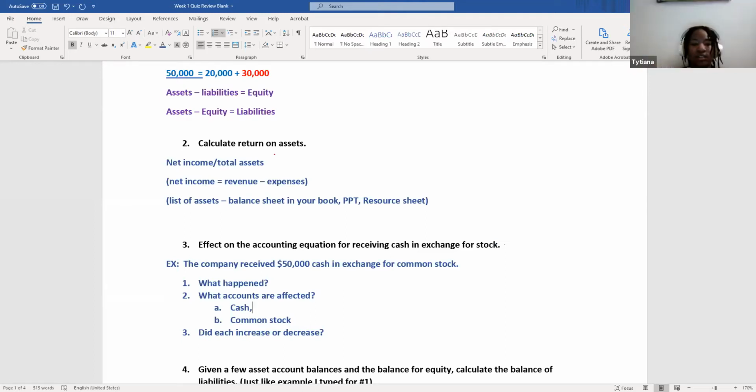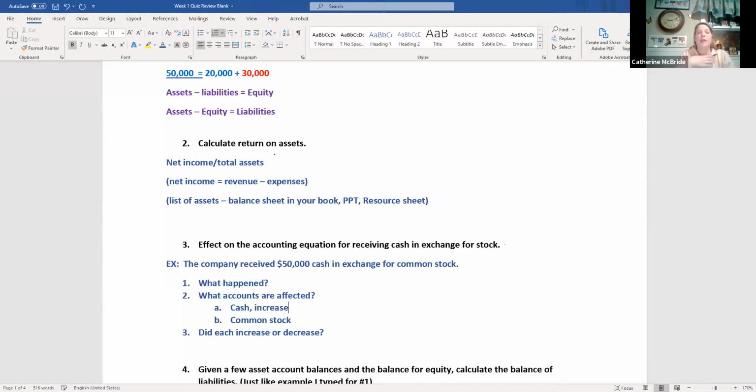Okay. Do we have more cash now or less? More cash. Yeah, we have more, so that increased. I'm going to put an up arrow on my sheet of paper, increased. Common stock. This is a tricky one. Does the company have more common stock or less? Would it be less? That's why I said it's tricky.